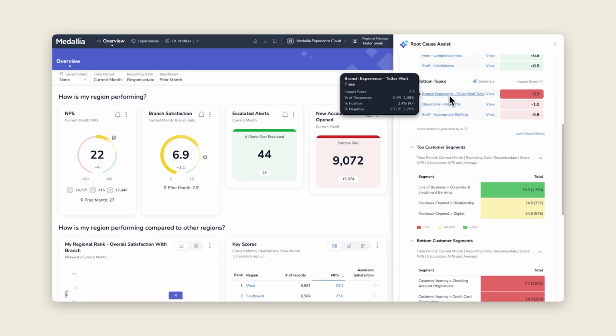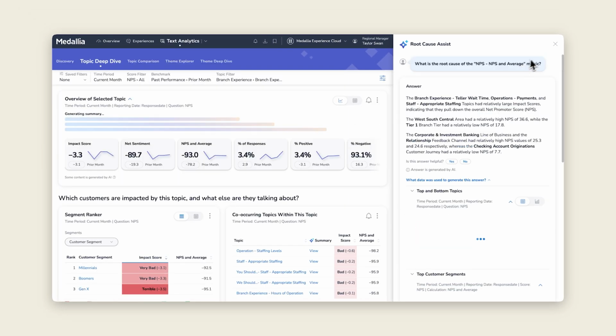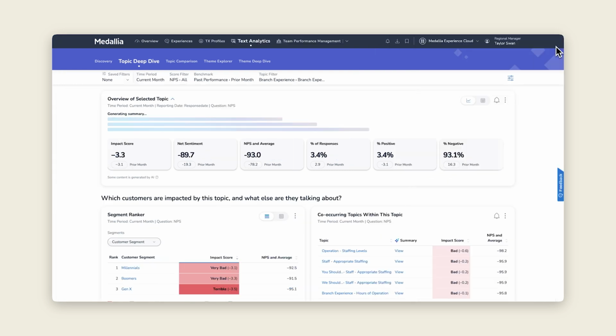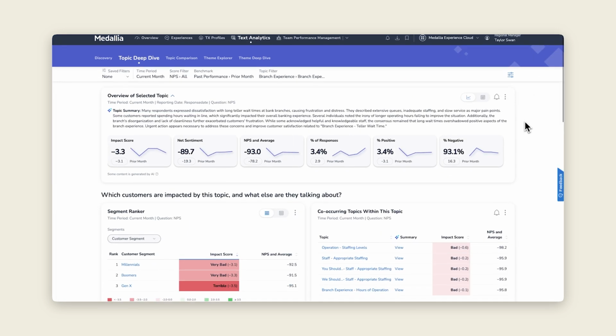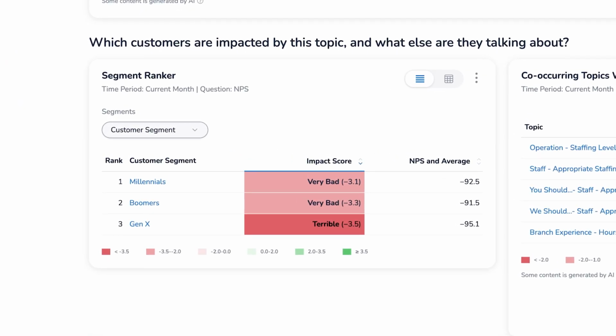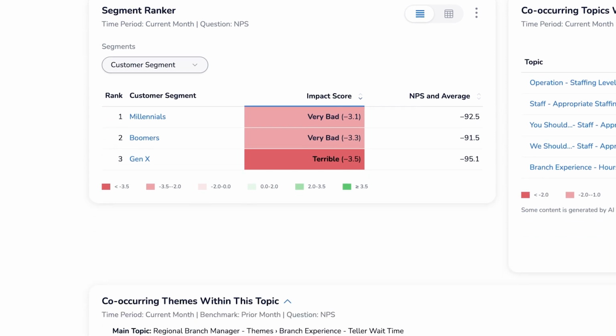So she clicks into the topic deep dive. Taylor recognizes this topic overview from her earlier digging on the phone, so she moves on to see what else she can uncover. A quick look at the impact this topic is having on Gen X, their target demo, is a not-so-subtle reminder that this needs fixing as soon as possible.